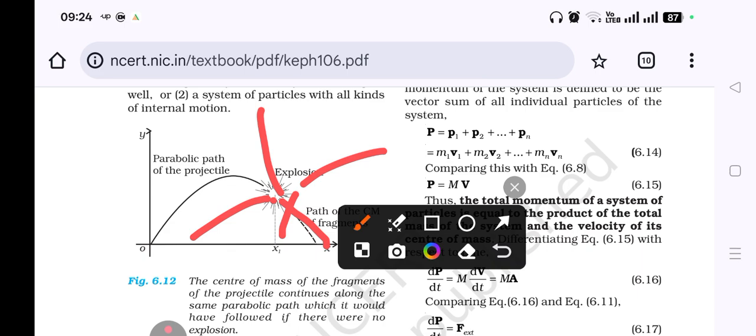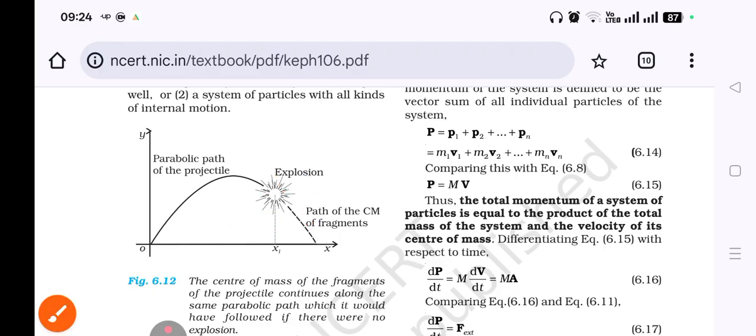Because in this case there was no external force, the explosion occurred on its own, the center of mass will not be affected, there will be no acceleration, and it will keep on moving along the same path. So this justified that.